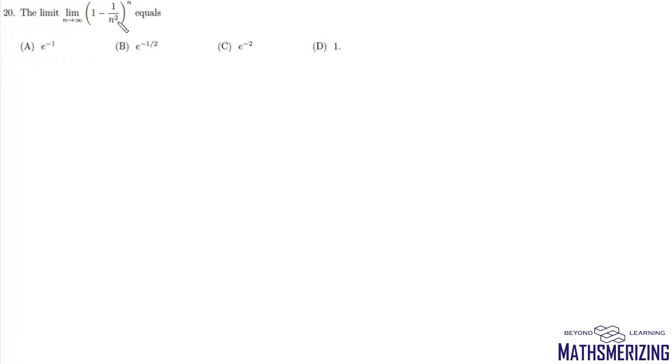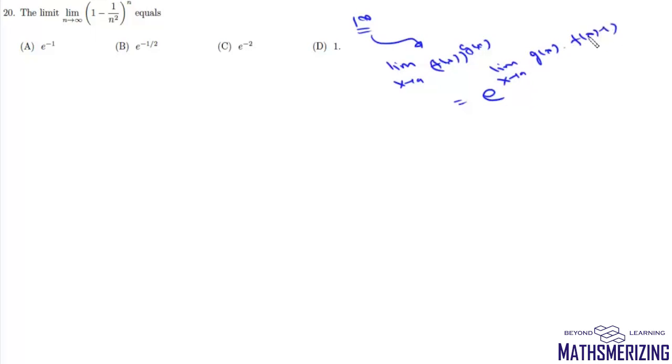Now question number 20 is, we need to find this limit: limit n tends to infinity (1 - 1/n²)^n. Now the form of this limit is 1 to the power infinity, and if the limit is of the form 1 to the power infinity, we can use the direct shortcut: limit x tends to a of f(x)^g(x) can be written as e to the power limit x tends to a of g(x) times (f(x) - 1). So we'll use the same shortcut here.